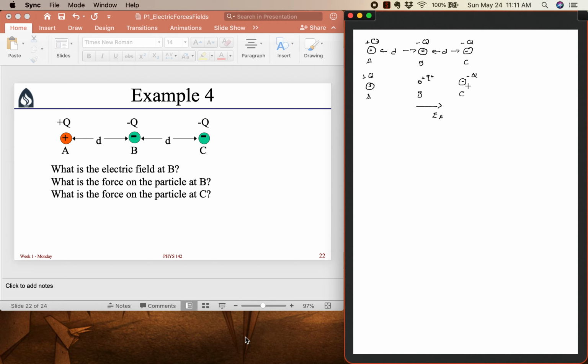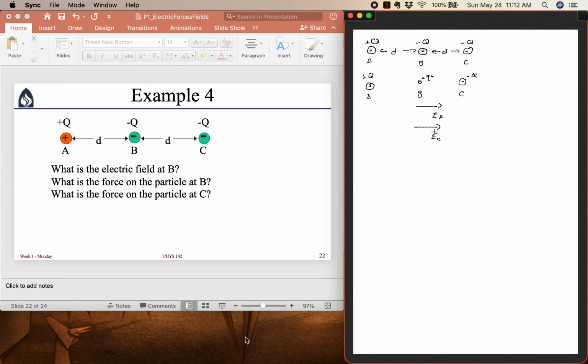Then I look at C and ask the question, what direction would the force be from C acting on my test charge? The test charge is positive, C is negative, so then the force would be to the right as well. This positive test charge would be attracted towards this negative charge. So that means the electric field produced by C is also in the positive X direction. So those are the directions of the electric fields made by A and made by C acting at location B.